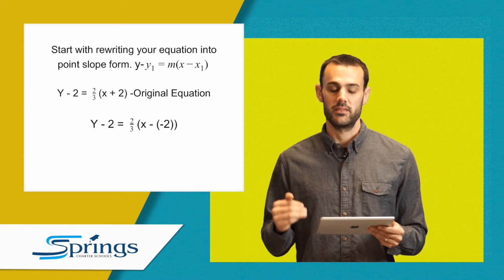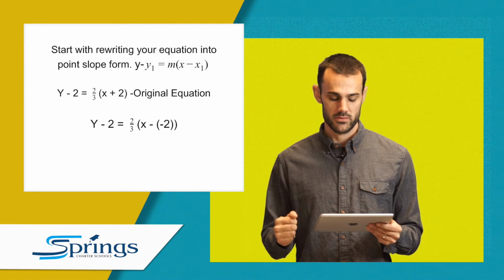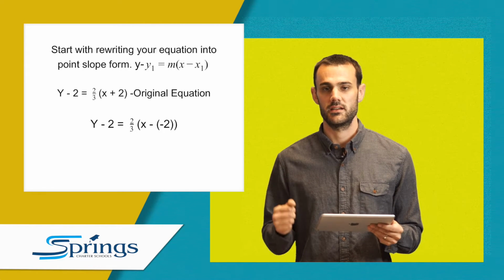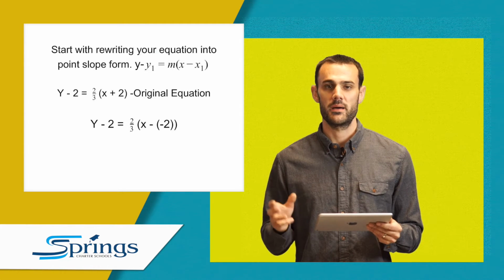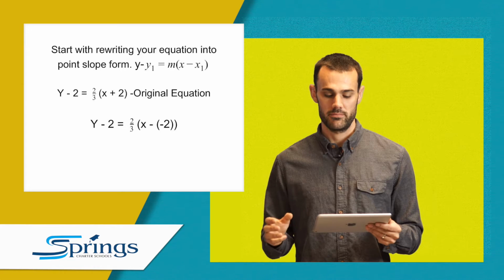So we set it up like this. y minus 2 equals 2/3 times x minus a negative 2. And we did this in order for us to show that that positive 2 can be written in a negative way. Let's continue.